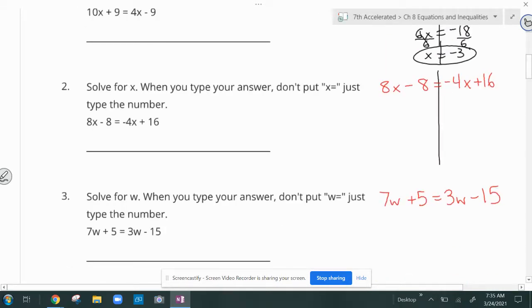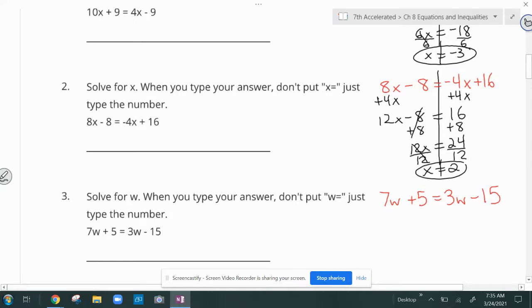All right, variables on both sides, so I want to get rid of one of those variable terms. I like positive, so I'm going to add that 4x. Add 4x, I get 12x minus 8 equals 16. Now I have my variable on one side. I want to get rid of that constant term first by adding or subtracting. 12x equals 24. Divide by 12. X equals 2.